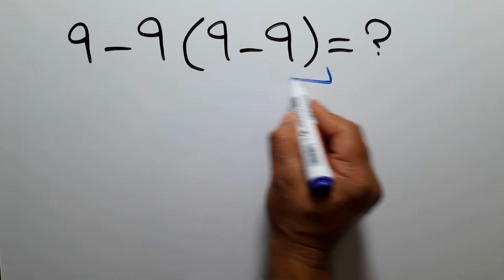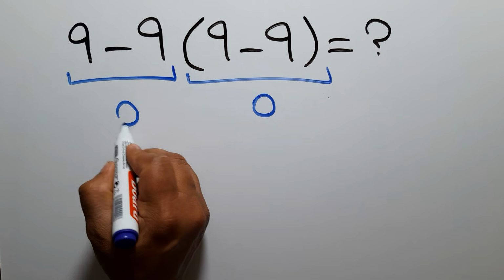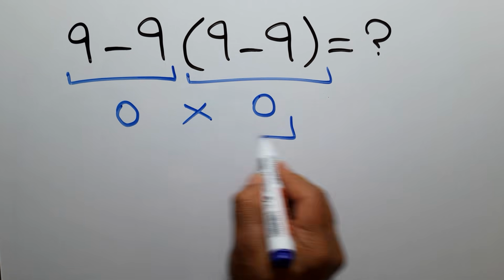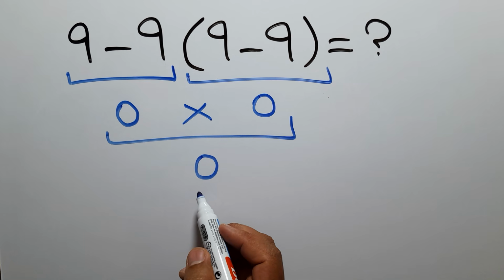9 minus 9 gives us 0. And again here we have 9 minus 9. So 0 times 0 is just 0. Looks right, doesn't it? But it's actually wrong.